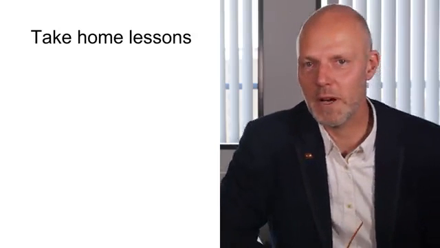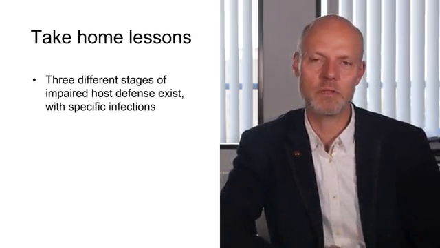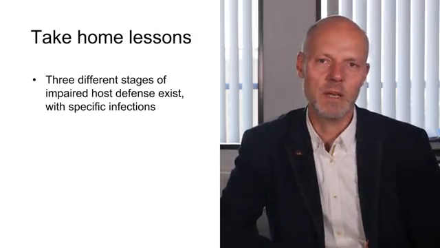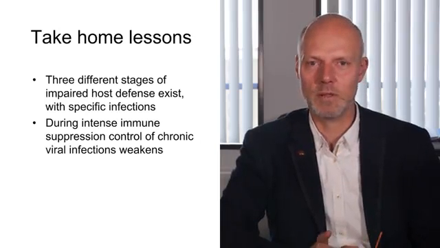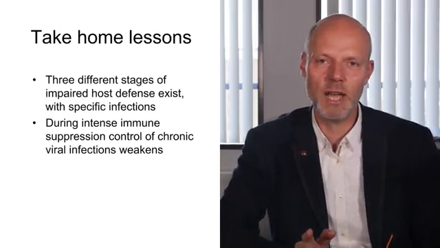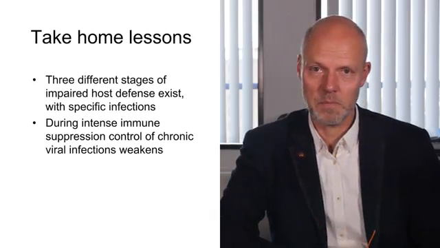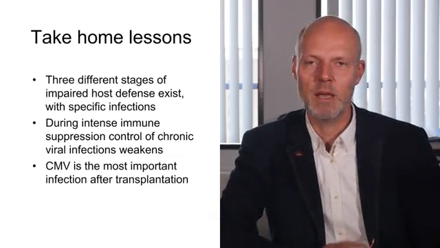So, what have we learned so far? We have seen that 3 different stages of impaired host defense can be distinguished after transplantation. Each period has its specific type of infection. During the phase of intense immune suppression, the immune control of chronic viral infections weakens, leading to new infections or reactivation of viruses present in the donor kidney or in the organ recipient. CMV is the most important infection in transplant patients. So, how can we apply this knowledge when we study other viral infections like BK virus or EBV? This will be discussed in the second part of this lecture.